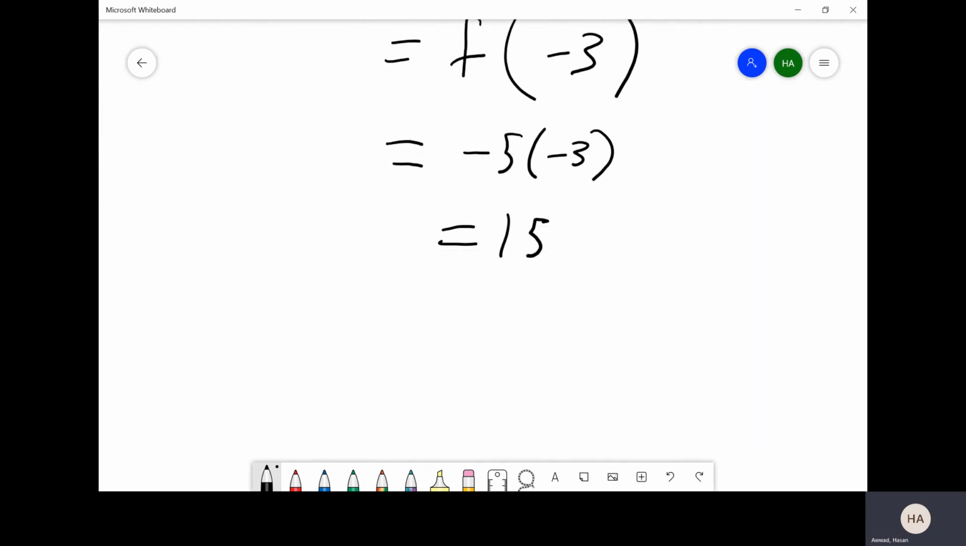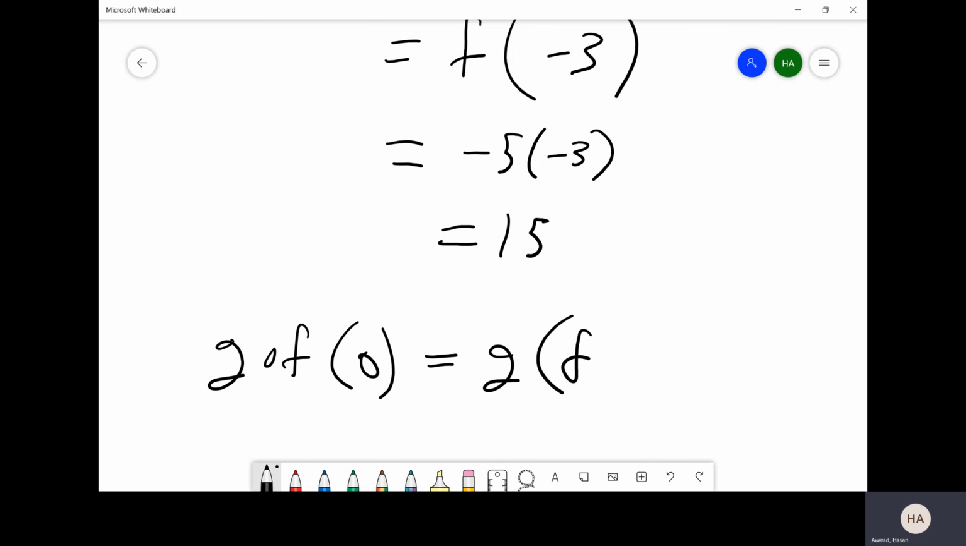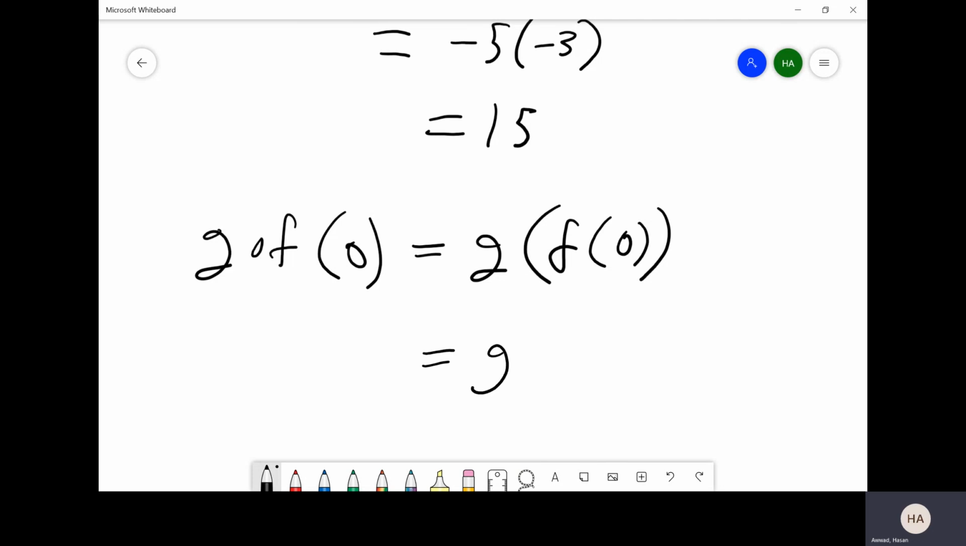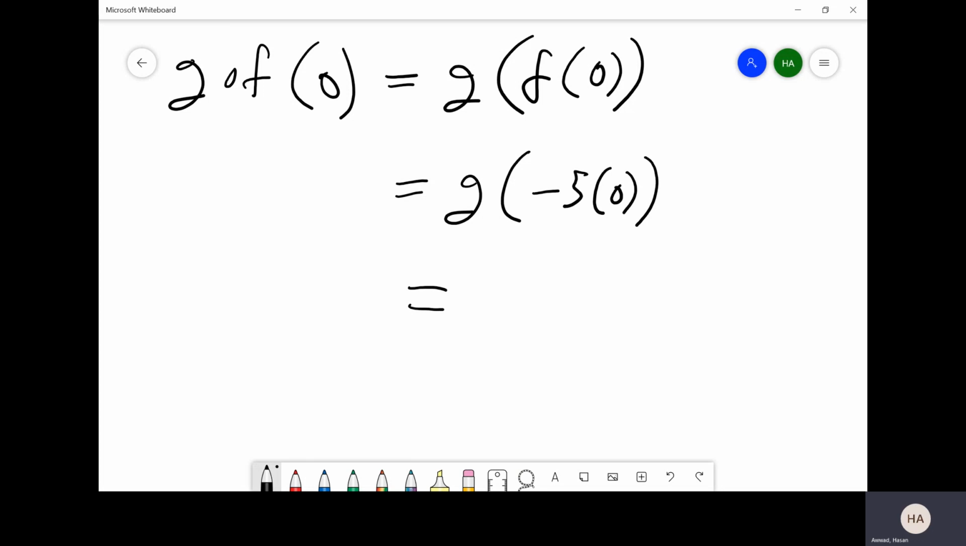Let's do the second one. So the second one, going through it a little bit faster now. Again, our original input is 0, but the difference is now g is our outer function, f is our inner function, and again, 0 is your first input. So as a result, you're plugging 0 into negative 5x. So wherever there's an x, you're plugging a 0. So you have negative 5 times 0. And negative 5 times 0 is just 0, right? Any number times 0 is 0. So you have g of 0.